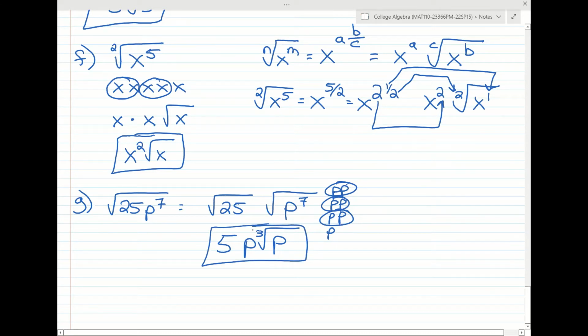Another way to do this is to say that this is the same thing as p to the 7 halves, which is p to the 3 and 1 half, or p to the 3rd times the square root of p to the 1st.